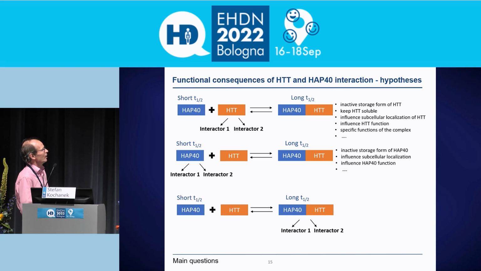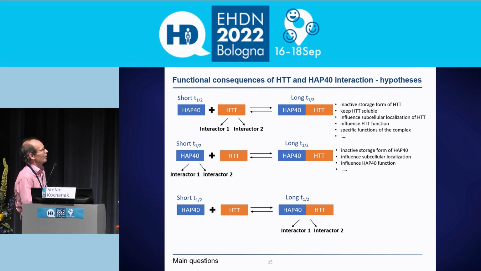So now what could be the function? Let's speculate a little bit about HAP40 in health and disease. One thing could be that the complex might be sort of an inactive storage form of Huntingtin. So we could think that HAP40 might play a role in simply keeping Huntingtin soluble in the cytoplasm. That was maybe my initial thought.